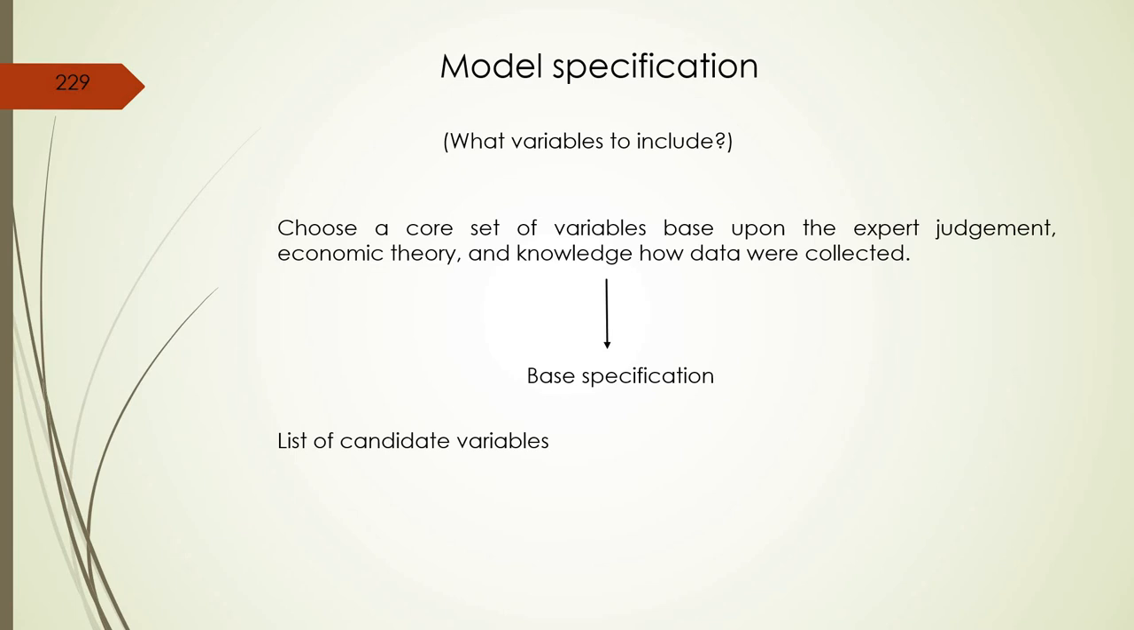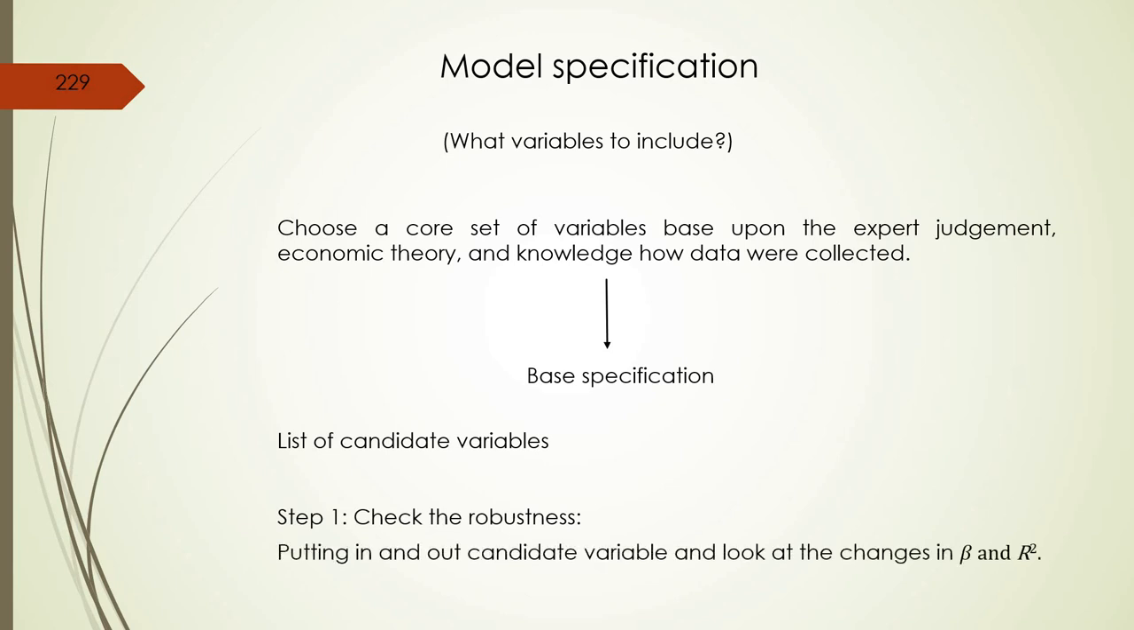On the other side, you will make a list of candidate variables, some other variables that you want to test to see if they can be included in the model. And then check for robustness, putting candidate variables in and out and looking at the changes in betas and R-squares. So it is some kind of a dance: let's put one variable in, let's take the other out, let's put two more variables in the model, let's take two more out. You need to make different combinations in your model in order to check the variations in your betas and R-square in order to find the right model.